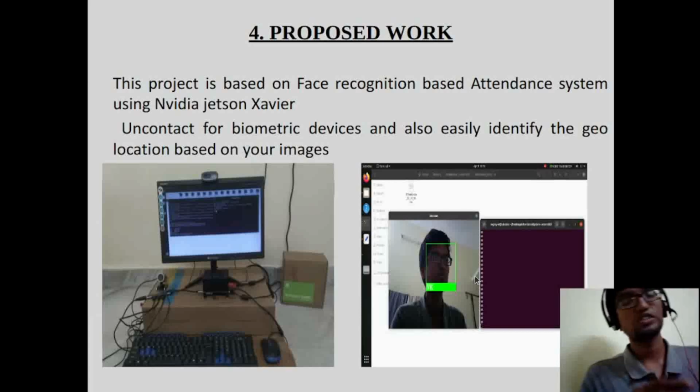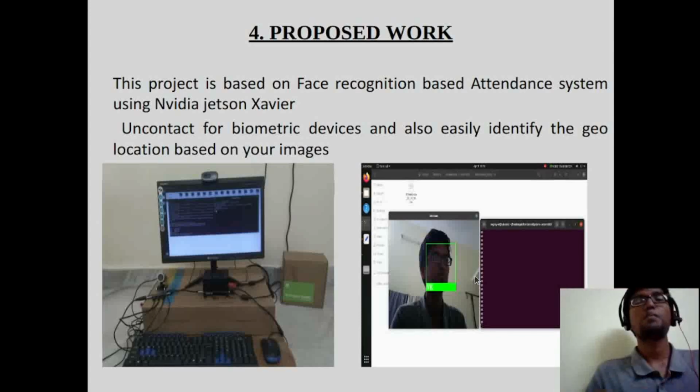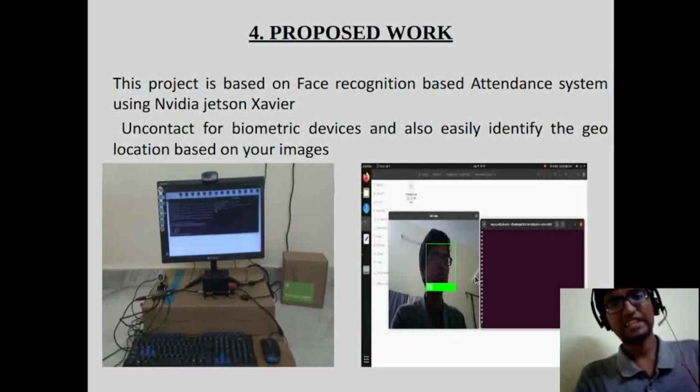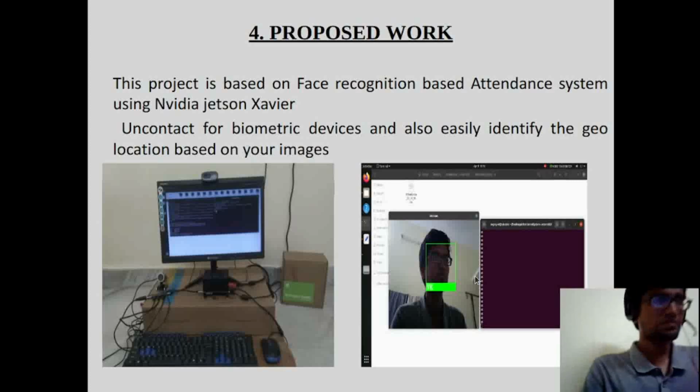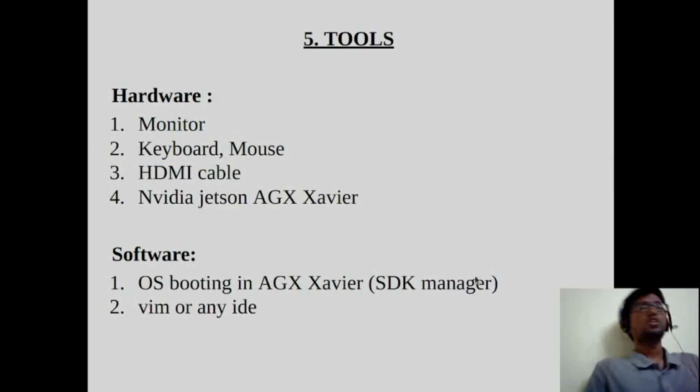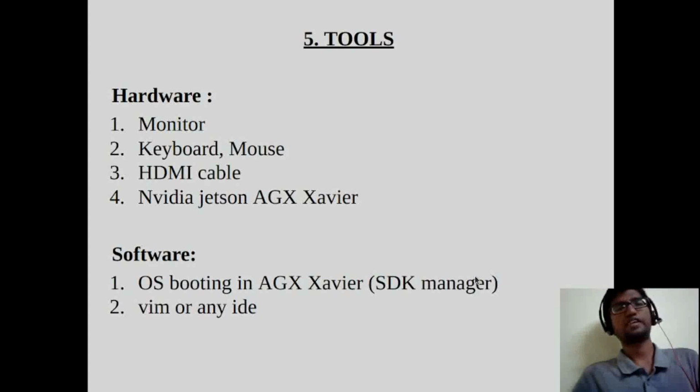Why am I choosing face recognition? Because it's a non-contact biometric. For example, the fingerprint is unique, and the iris is also different, but the fingerprint is contact-based, and that sometimes causes issues, so we prefer face recognition systems. This is the objective and proposed work of the project.